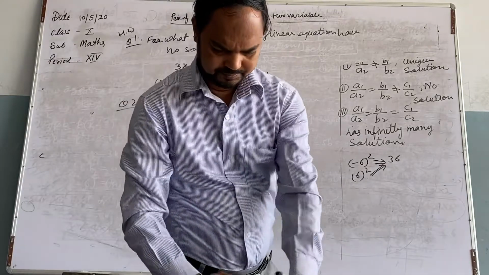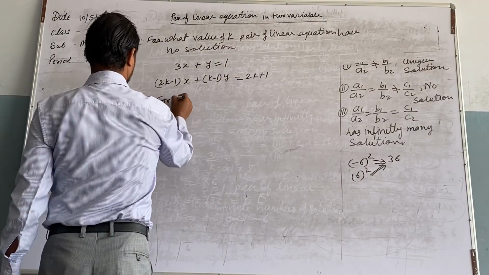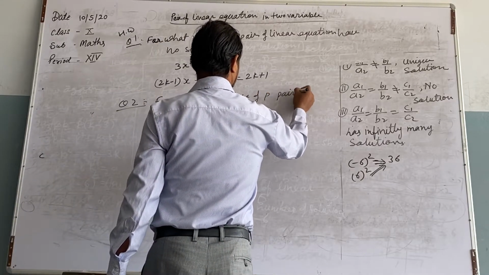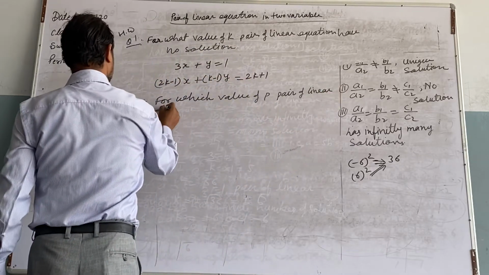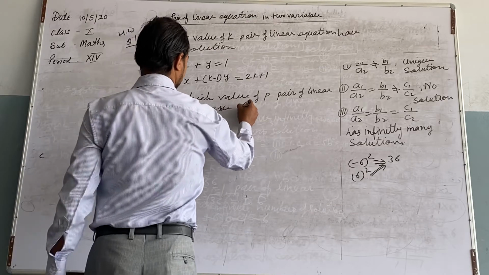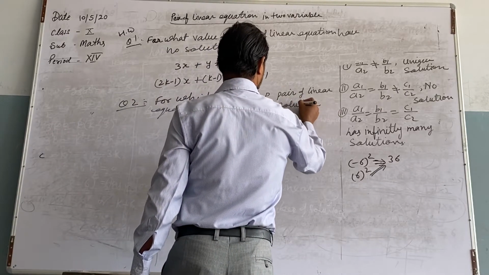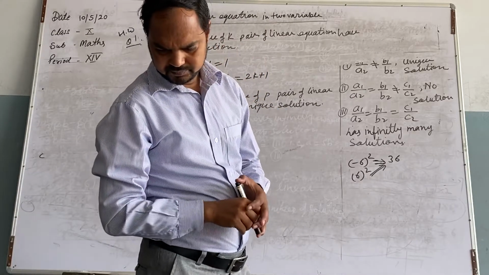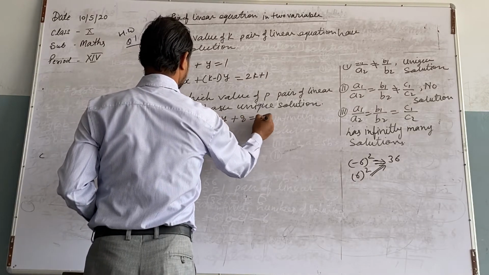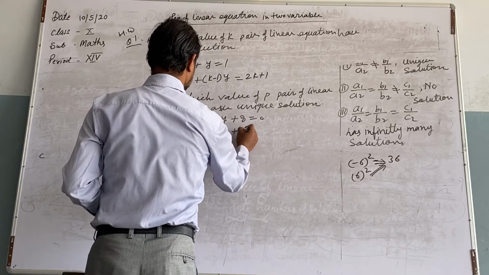Second is: for which value of p does the pair of linear equations have a unique solution: 4x plus py plus 8 equal to 0, and 2x plus 2y plus 2 equal to 0.